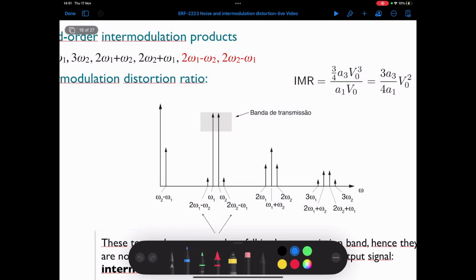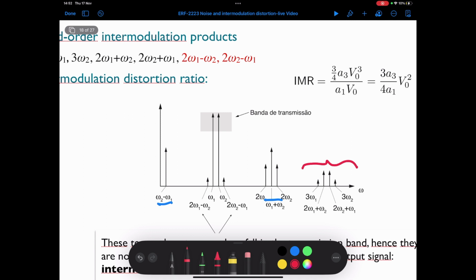Yeah. And then we have these terms here on the right side, which correspond to the second order terms, twice the original frequencies and the summation of the two. We have another term here, omega 2 minus omega 1, which is a second order term as well. And then we also have, which is very important, these third order terms, which are shown here.